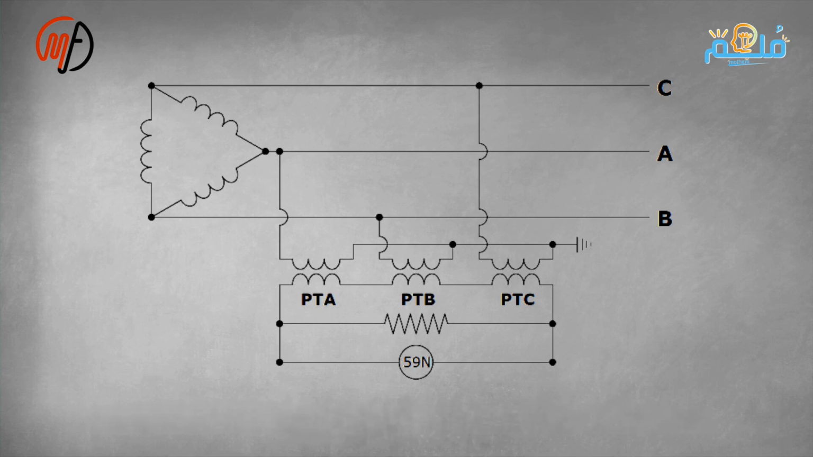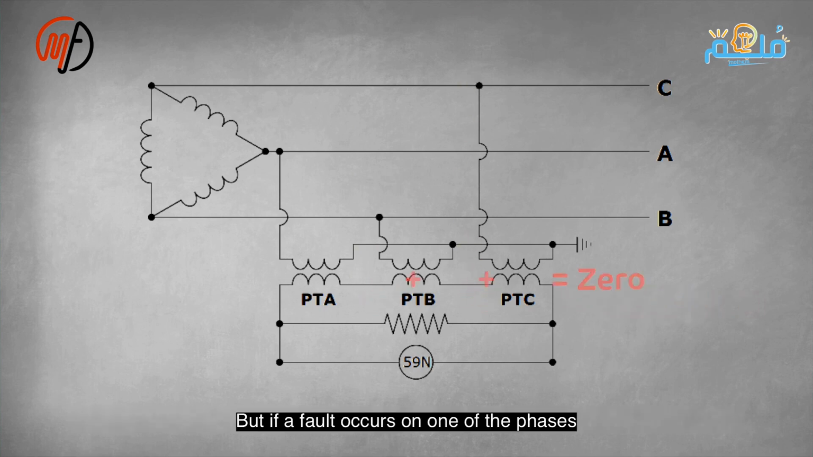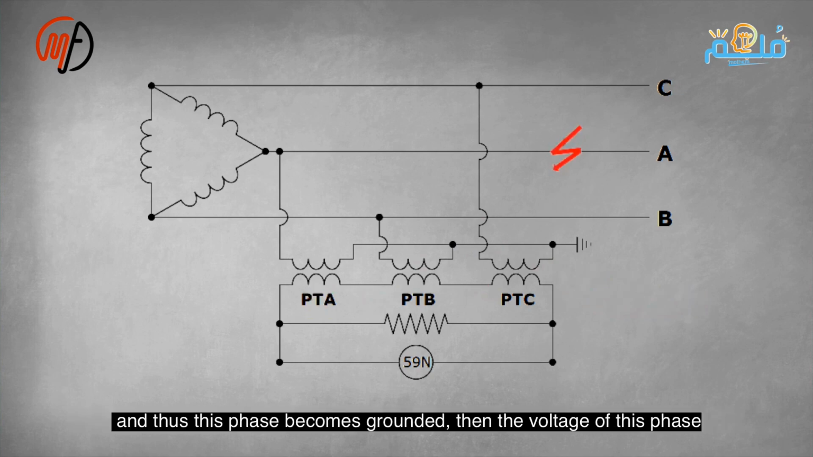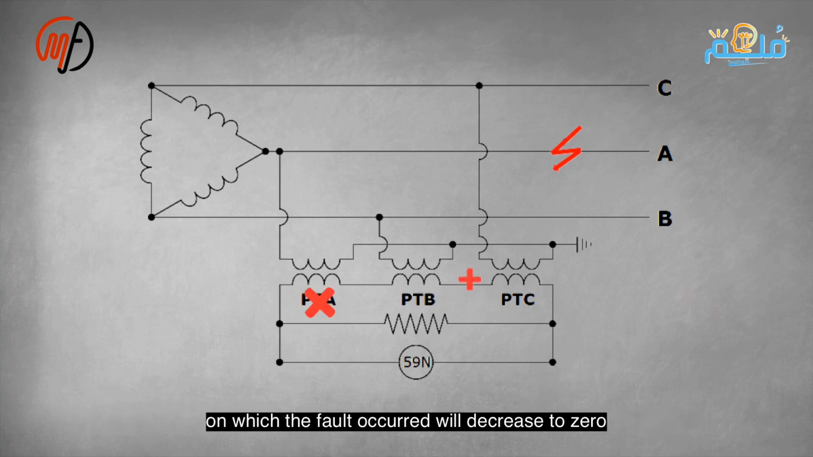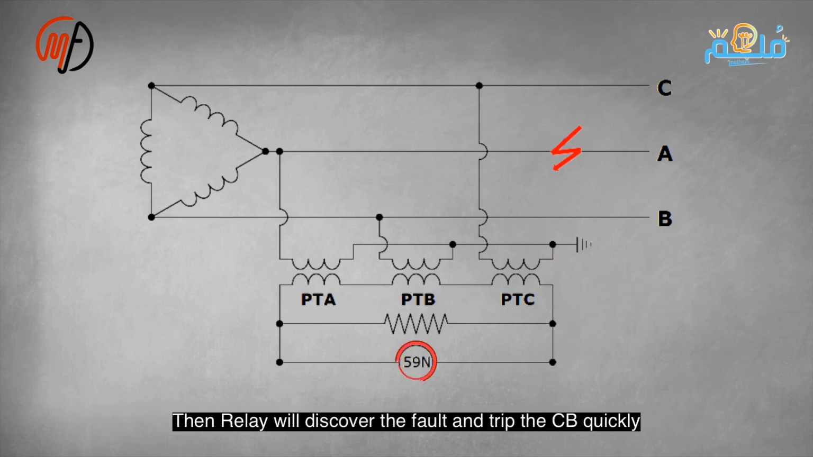Balanced, the voltages sum to 0. If a fault occurs on one of the phases, that phase will become grounded, and the voltage of the phase that experienced the fault will drop to 0. Consequently, the vector summation of the three-phase voltages will not equal 0, and at that point, the relay will detect the fault and quickly trip the circuit breaker.